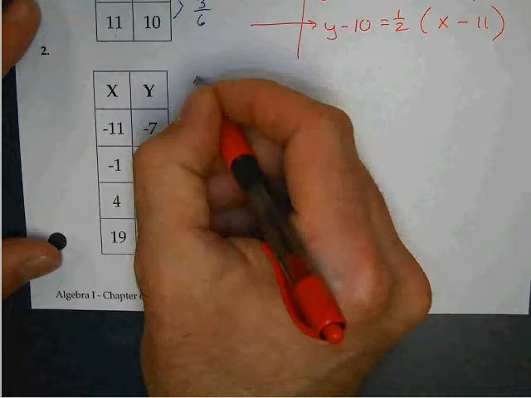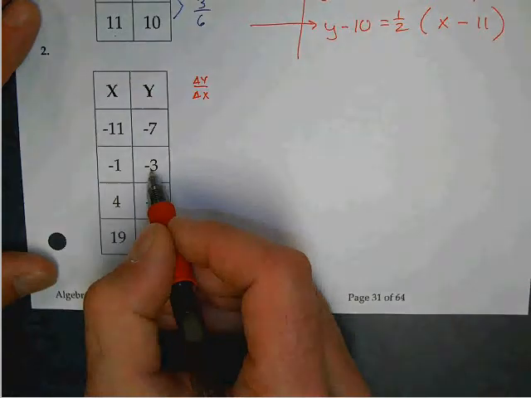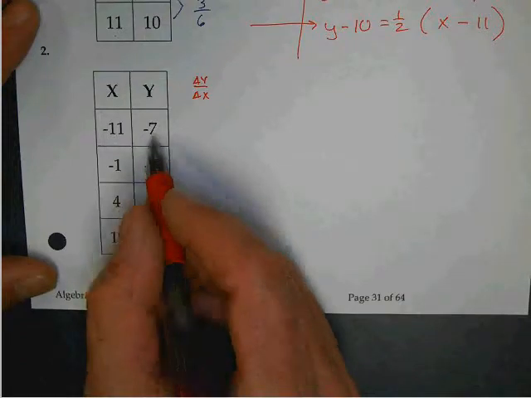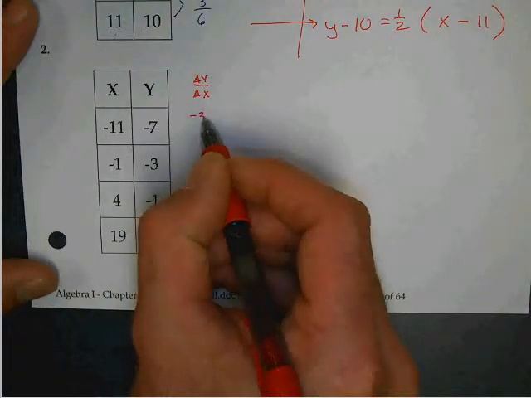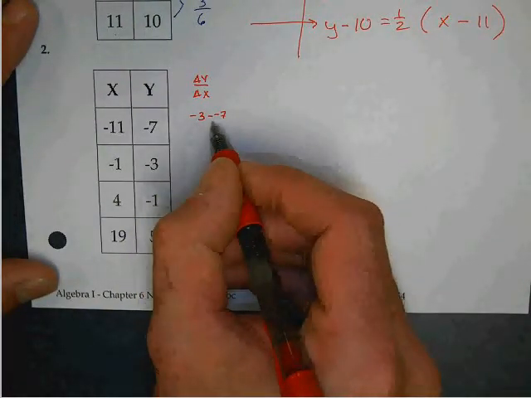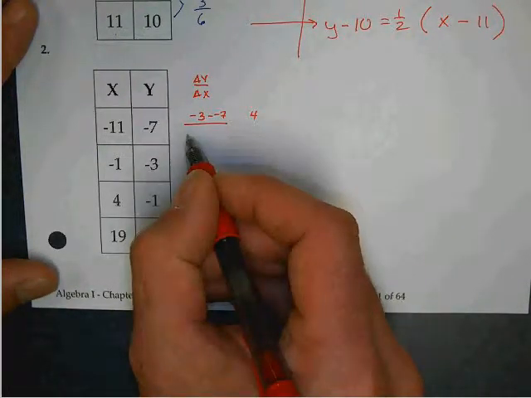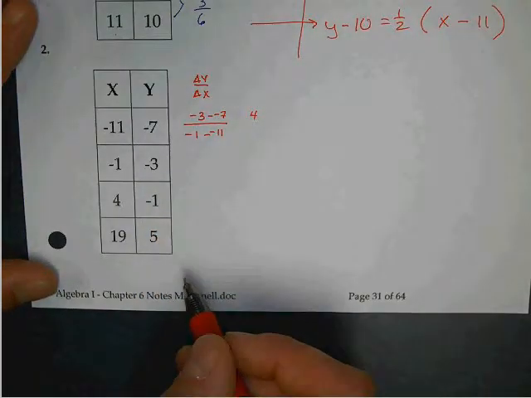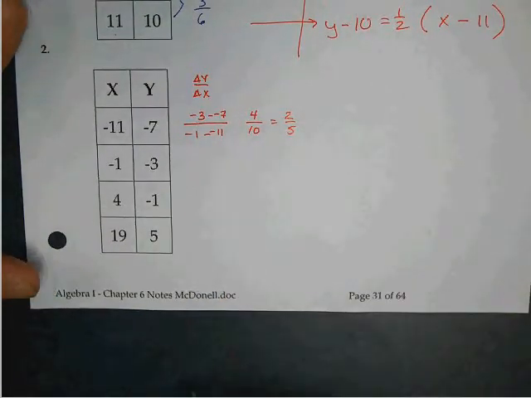So let's look down at the second one. See if it makes sense now. Change in y over change in x. How far from negative 3 down to negative 7? Negative 3 minus negative 7. Can you do that in your head? If you need me to write it out. What is negative 3 minus negative 7? 4. Okay? Bottom one. Negative 1 minus negative 11. 10. Good, Matt. So reduced, that's 2/5.